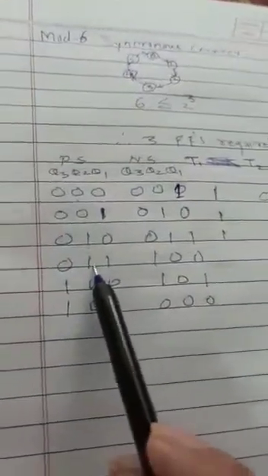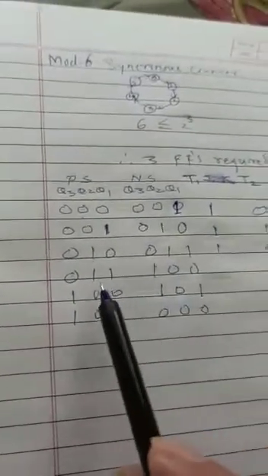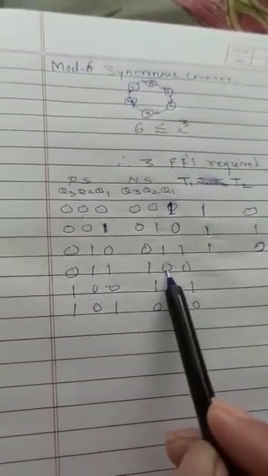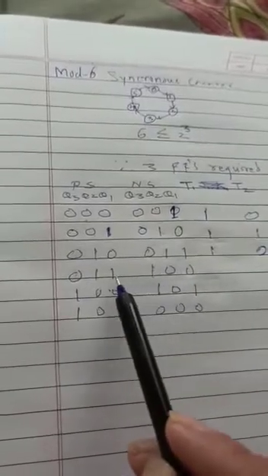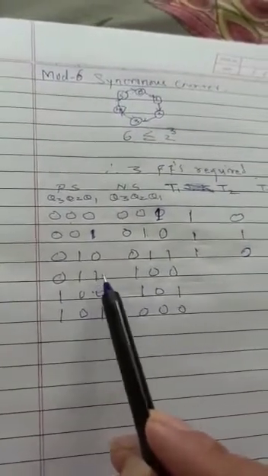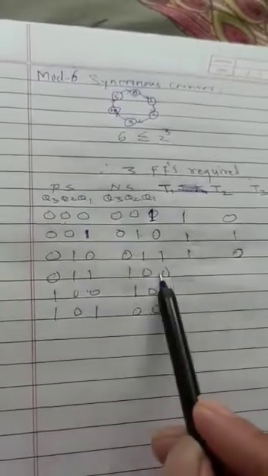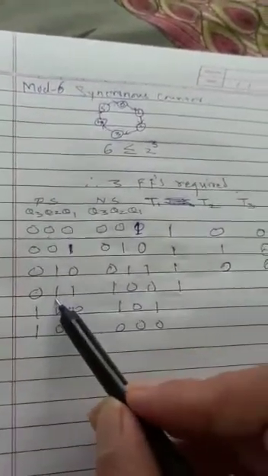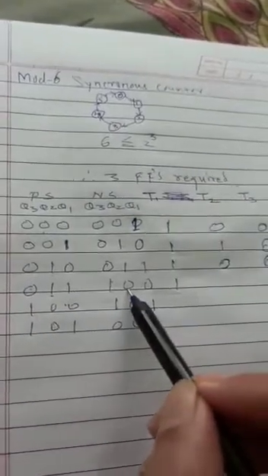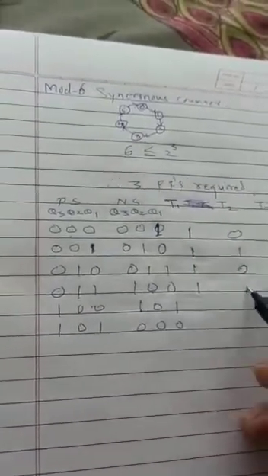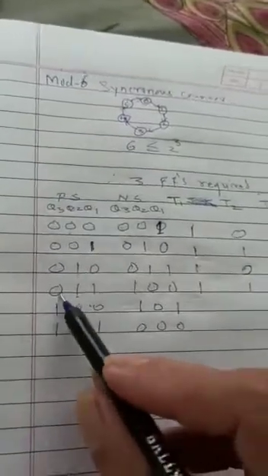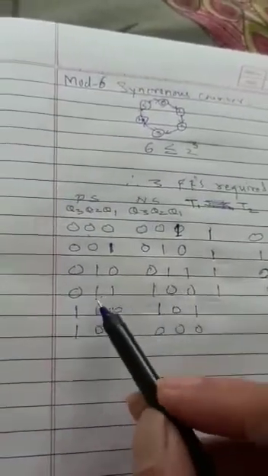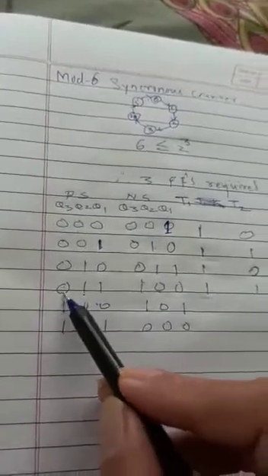Then the next transition will be 3 to 4. While going from 3 to 4, what input is required? Here Q1 has to become 1 to 0, means toggling, so 1. This Q2 also has to become 1 to 0, means this is also toggling. And this Q3 will be again 0 to 1. This is also toggling.